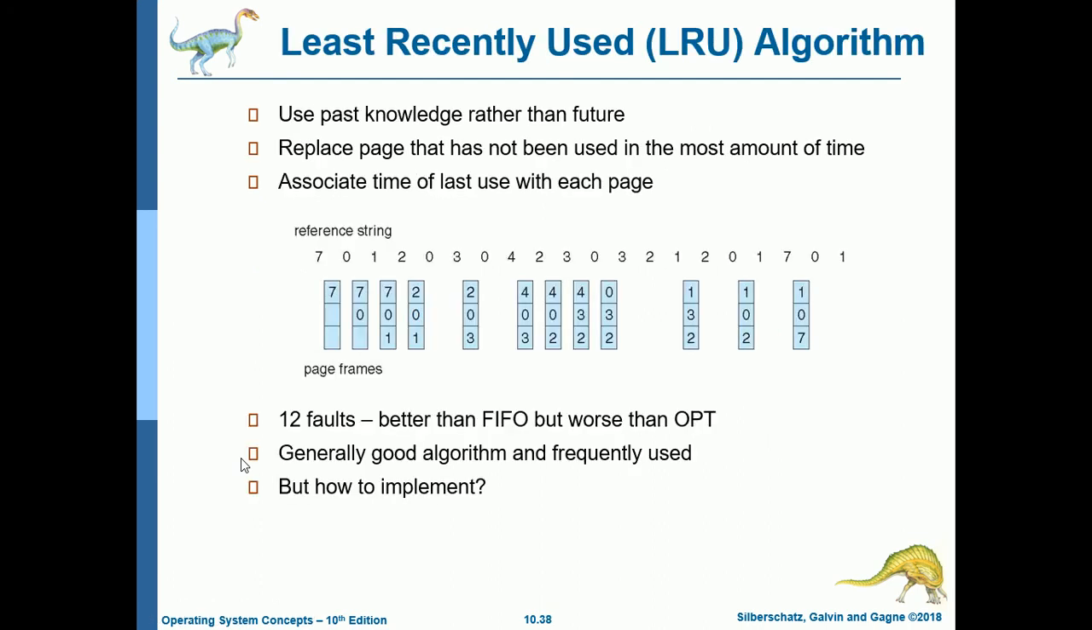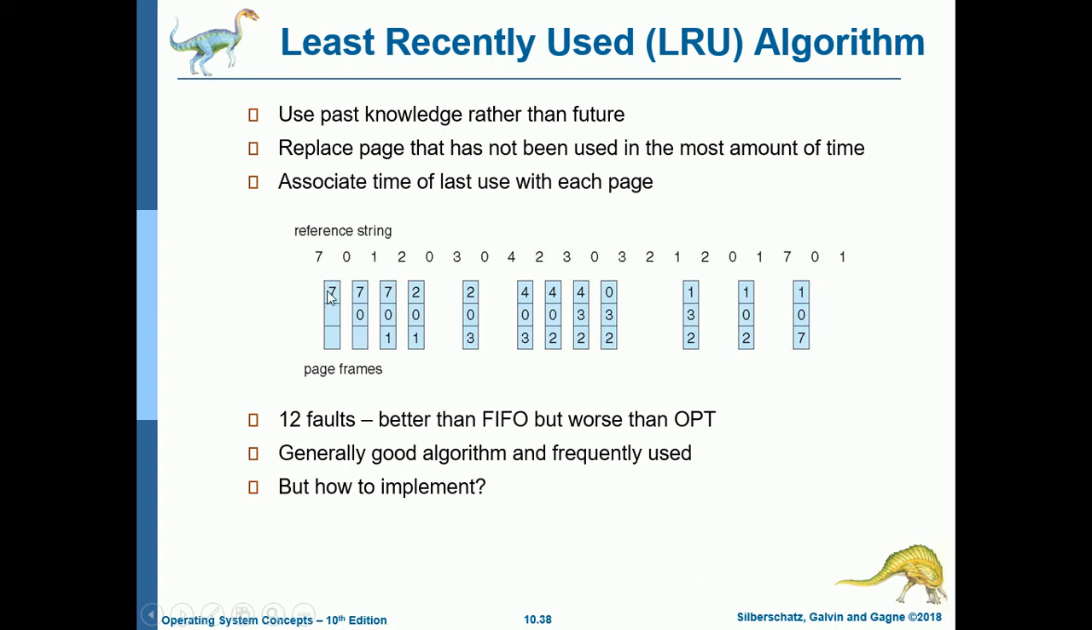Okay? Okay, then the third one is the least recently used, or LRU algorithm. So use past knowledge rather than the future, and replace the page that has not been used in the most amount of time. So, associate the time of last use with each page. If the optimal algorithm looks into the future, within the reference string to the right, least recently used, you're going to look to the left.